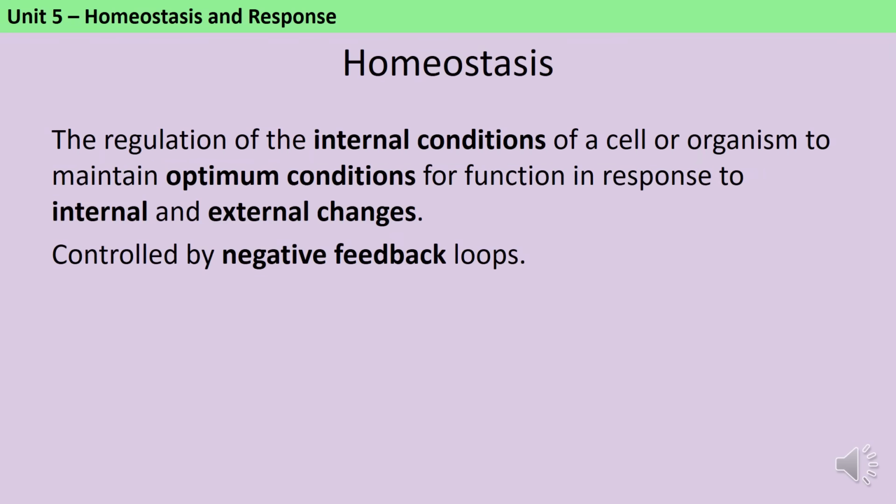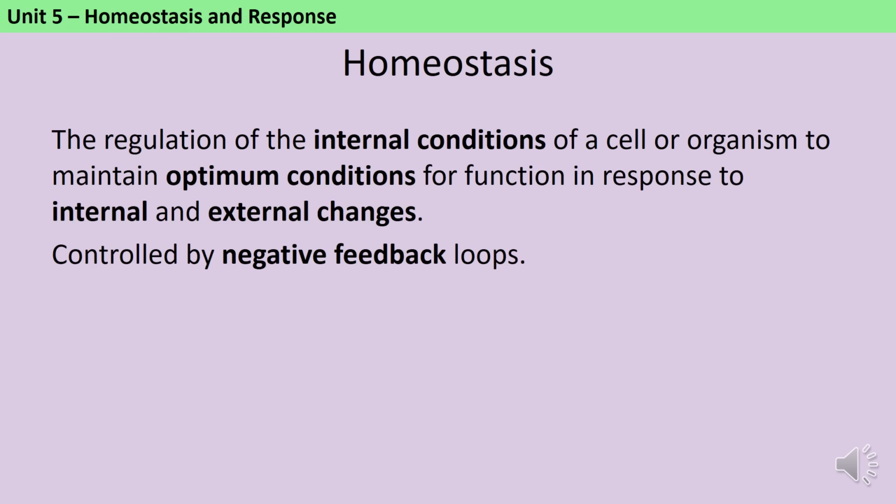The first topic in Paper 2 of AQA GCSE Biology or Combined Science is the homeostasis and response topic. Homeostasis is the name we give to the regulation of the conditions inside a cell or a whole organism in order to maintain the optimum or best conditions for function in response to changes both internally and externally. What this means is that the environment is changing constantly, and for a cell to be able to work at its absolute best, it must be able to overcome those changes.